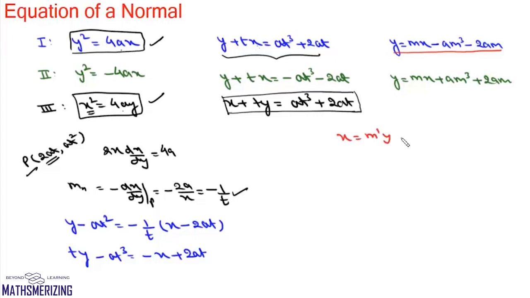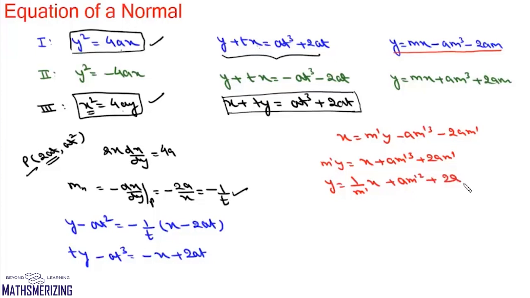So m' y minus a m'³ minus 2a m'. Then we can write this as m' y equals x plus a m'³ plus 2a m'. So we'll divide by m', and we'll write y equals 1 upon m' x plus a m'² plus 2a.